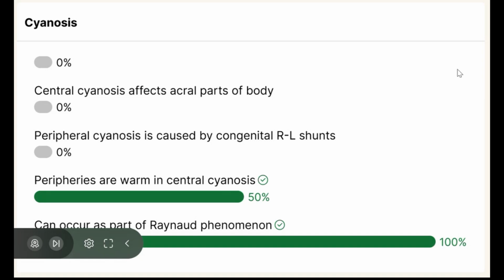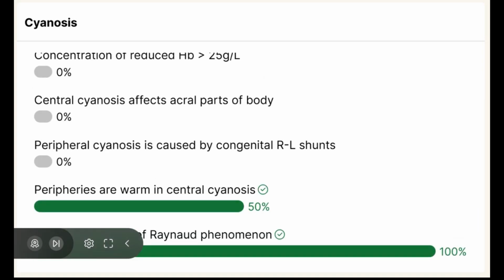All right, so these are statements basically questioning your knowledge on cyanosis. So a concentration of reduced HB greater than 25 grams per liter, that is in fact the normal concentration. In case of cyanosis, there would be reduced HB greater than 50 grams per liter.